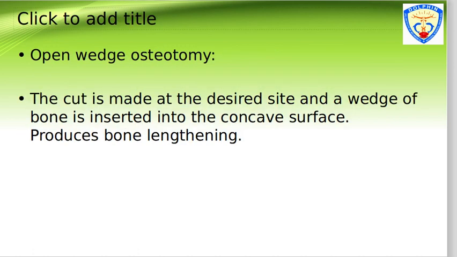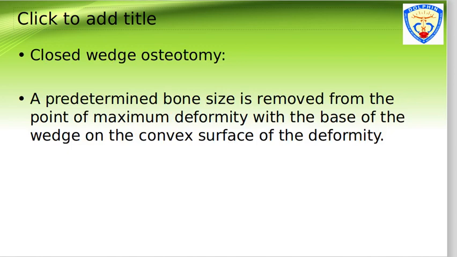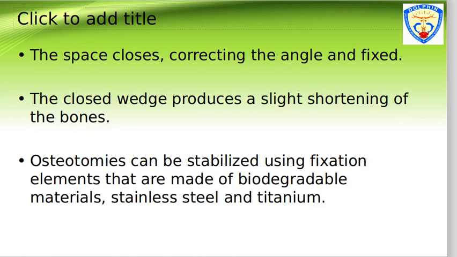In the case of open wedge osteotomy, a cut is made at the desired site and a wedge of bone is inserted into the concave surface, which produces bone lengthening. So this is open wedge osteotomy. While in closed wedge osteotomy, a predetermined bone size is removed from the point of maximum deformity with the base of the wedge on the convex surface of the deformity. So this is closed wedge osteotomy. After that, the space closes, correcting the angle, and is fixed.